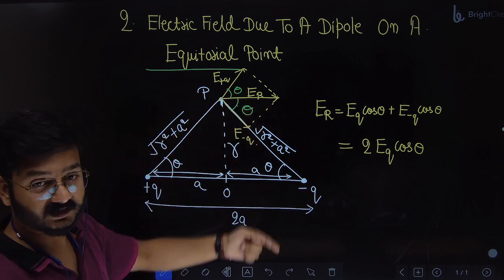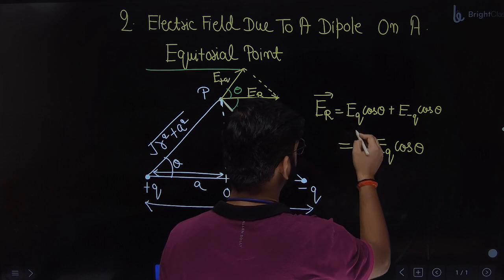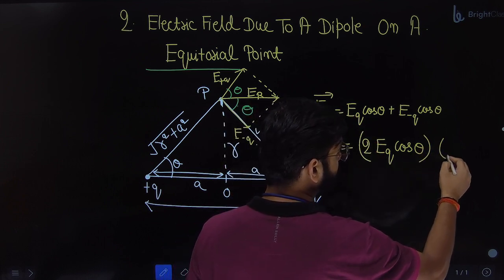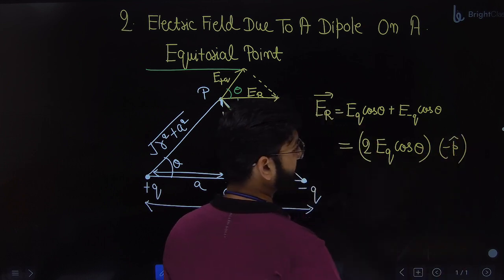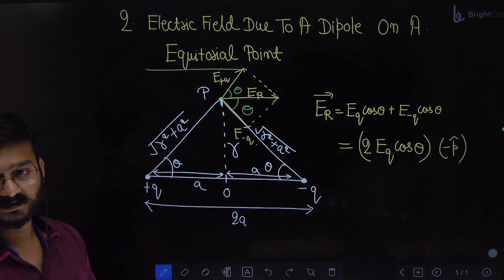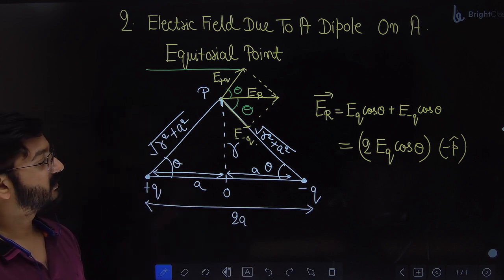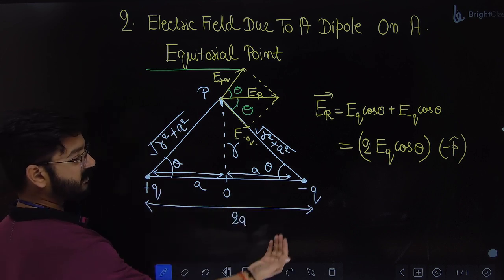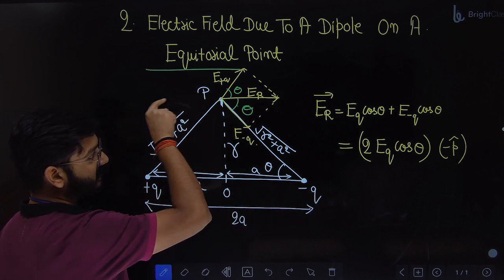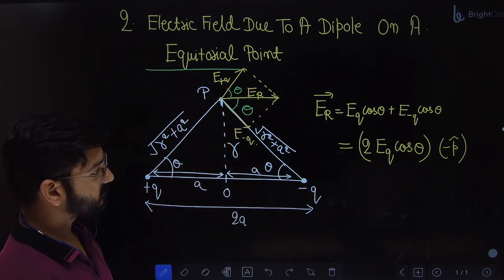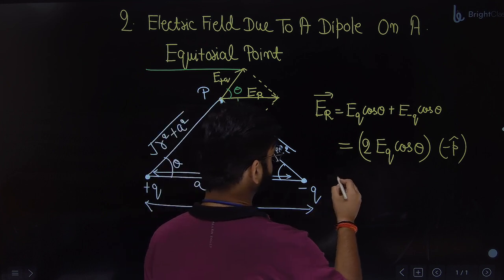Electric field is towards right. So what will be the direction? Minus P cap or plus P cap? Minus P cap. So make a note of these things. Why minus P cap? Dipole moment is from negative to positive. ER is towards right. Now let's substitute things.